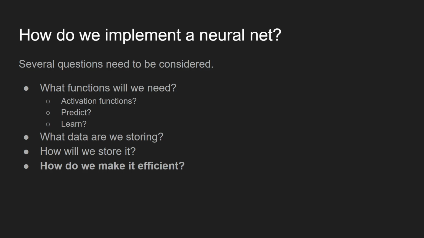So a couple things we need to consider. What functions are we going to need? Well, we need our activation functions. We're going to need a function that handles prediction, and we're also going to need a function that handles learning, our neural net learning itself. We also need to think about what data we're storing, how we're going to store it, and how we do that in an efficient way, both time and memory efficient.